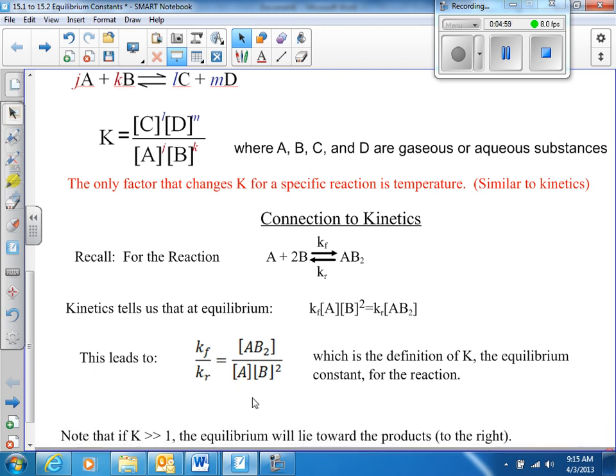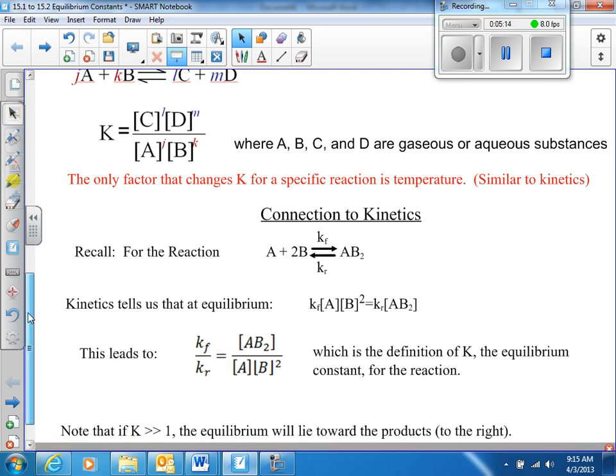So it turns out K is just Kf over Kr. We're not going to do any calculations with that, but I just want to give you an idea of physically what K is. It's a ratio of the rate constants of a forward and a reverse reaction.